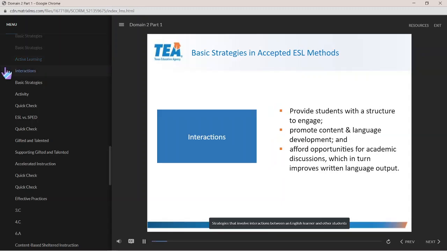Strategies that involve interactions between an English learner and other students or adults, such as turning and talking and student collaboration, overlap with many of the vocabulary and active learning strategies already mentioned. These types of learning interactions are a critical component in promoting language acquisition. They provide students with a structure with which to engage academic tasks, promote content and language development, and afford opportunities for oral discussions, which in turn will improve an English learner's ability to write.